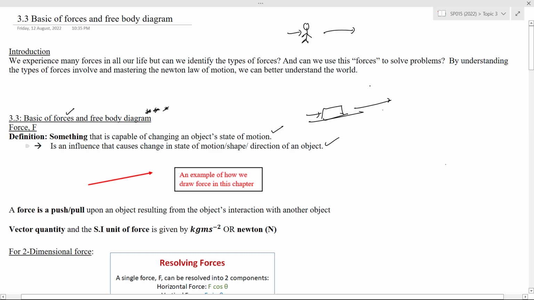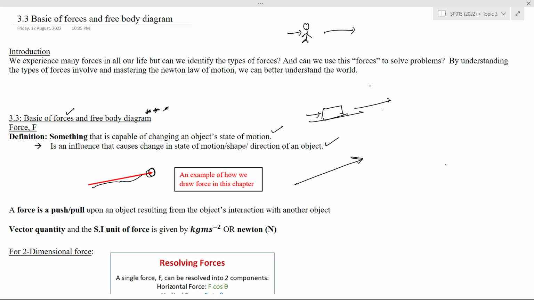Okay, so how do we draw a force? Kita draw a force because force is a vector. We draw it as an arrow seperti di dalam subtopic 1.2. Itu, see how we draw force in this example. Okay, kita ada kita punya magnitude here and kita punya direction there.